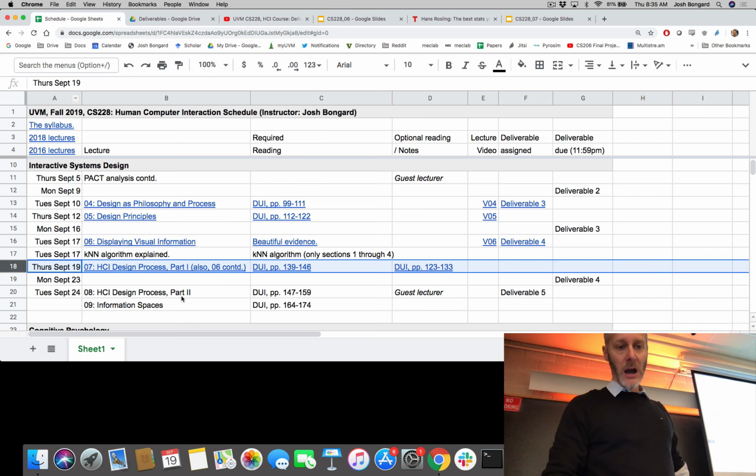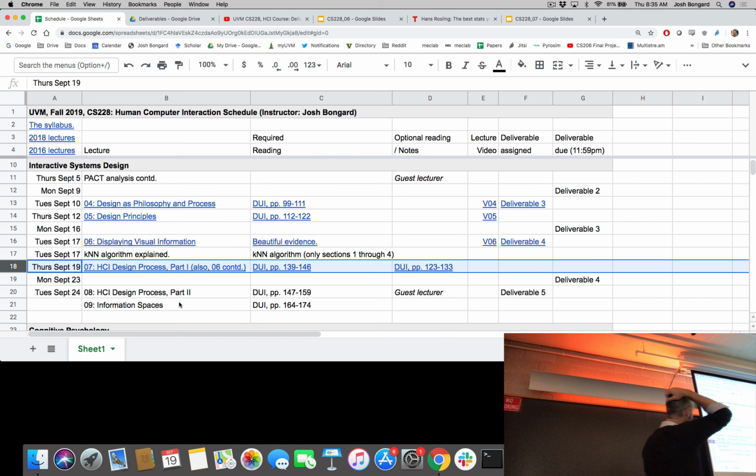Okay, so let's go back to lecture. We're working our way through the sequence of design. We spent the first part of this course talking about PACT analysis, people, activities, context, and technology. We'll come back to PACT analysis in lecture 7, which we may or may not get to today. We'll see. Might get bumped till next time.